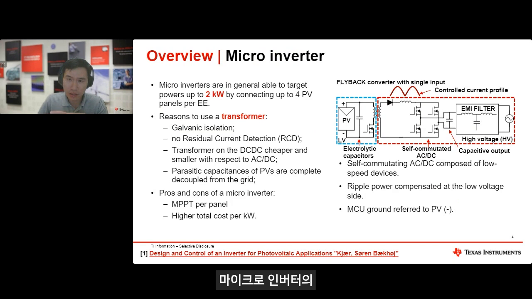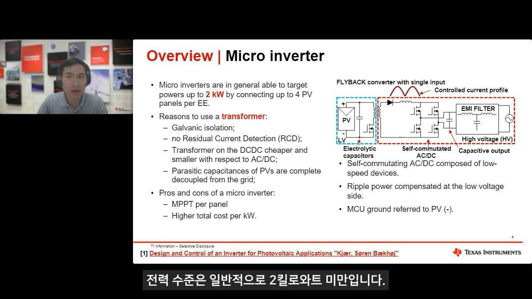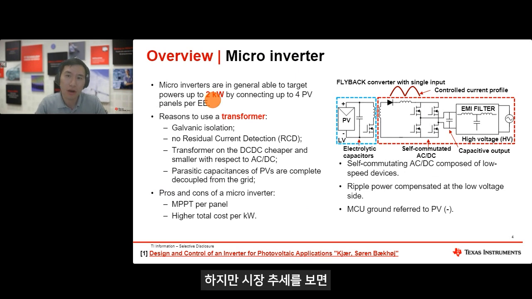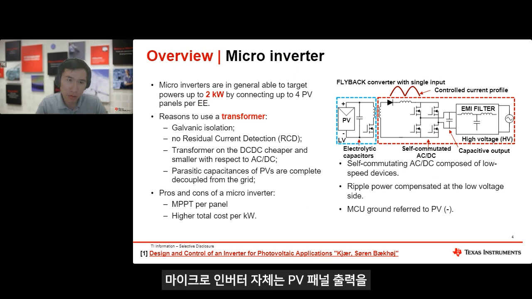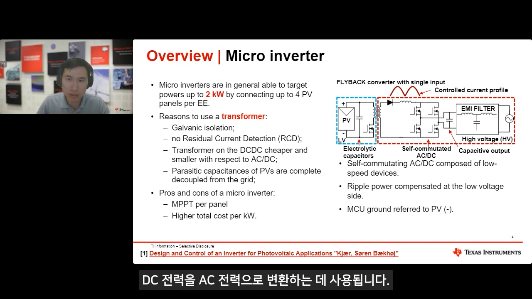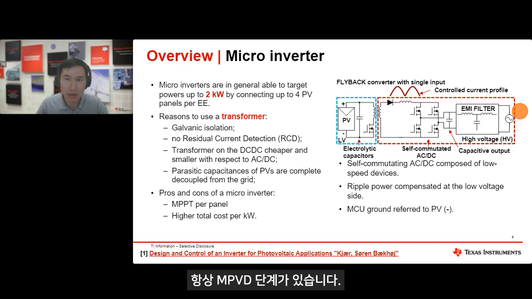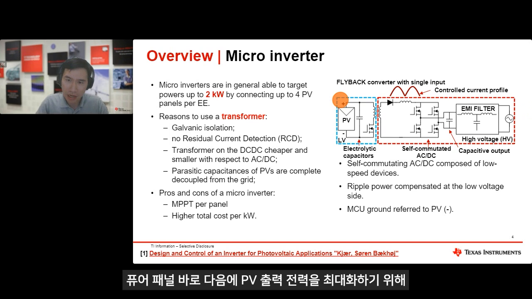So here's a more detailed overview of the microinverter. The power level of it is normally below 2 kilowatts. But we are also seeing the market moving to higher and higher power, up to 3.6 kilowatts these days. The microinverter itself is used to convert the PV panel output DC power to the AC grid power. It always has an MPPT stage right after the PV panel to maximize the PV output power.